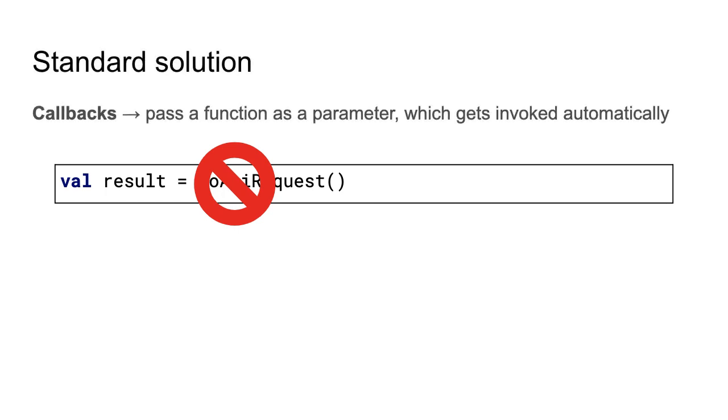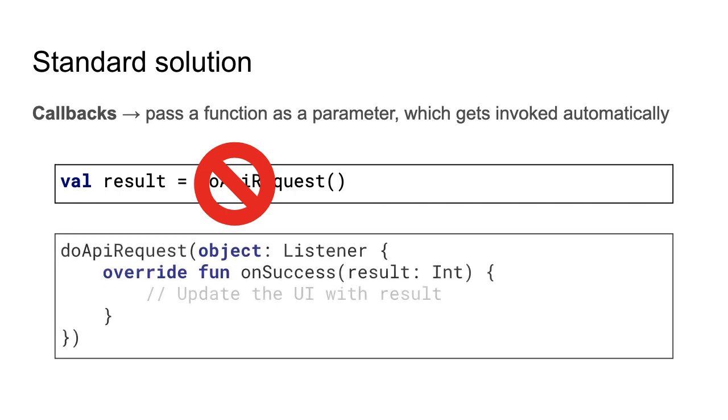And the idea of a callback is you pass a function as a parameter, and that function will get invoked automatically. So for example, you do something like this, where you call to API request, and instead of capturing the return value, you would instead pass in a listener. And that listener has a method called onSuccess, and then the onSuccess will run on the main thread when the expensive operation has completed. And this is exactly what Kotlin Coroutines are trying to fix.